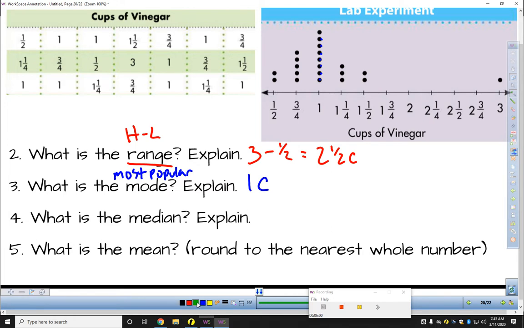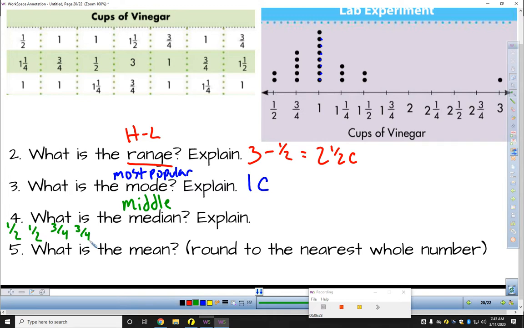The median is the middle. To find the middle, you can do it one of two ways. You can either arrange these numbers from least to greatest, right? I could start by writing out 1/2, 1/2, right? 3/4, 3/4, and so on.